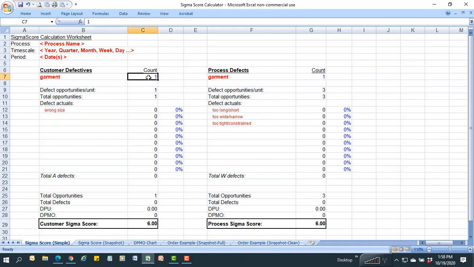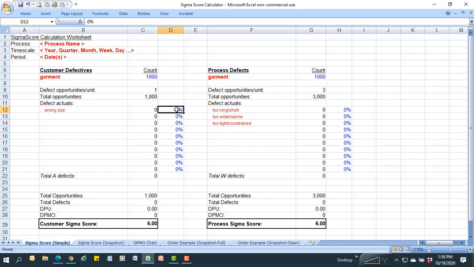So the trick is to estimate how many garments are we talking about. Maybe we're talking about 1,000 garments a month that are being produced and sold to customers. And keep it simple, we'll make it the same on both sides. So on the customer side, when there's 1,000 garments, there's 1,000 opportunities to mess up, since there's only one thing that can go wrong on each one of them. On the process side, there's 3,000 opportunities to mess up because there are 3 opportunities per unit going through.